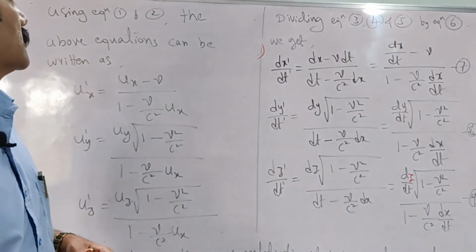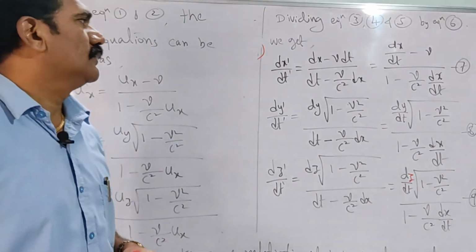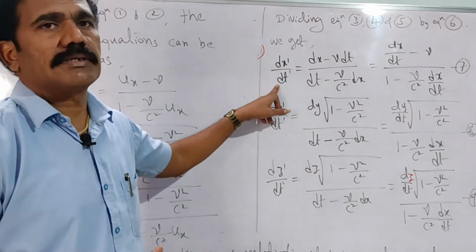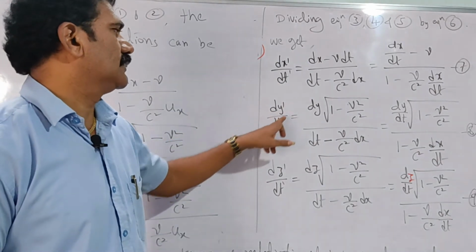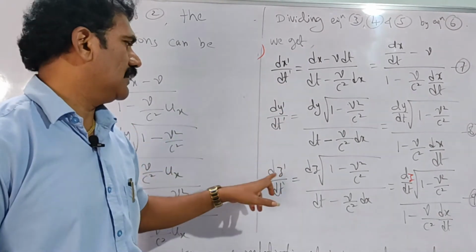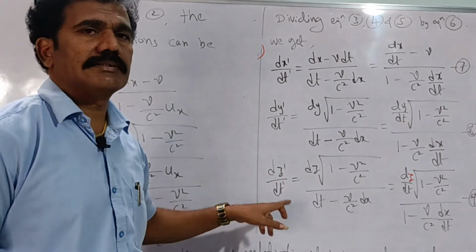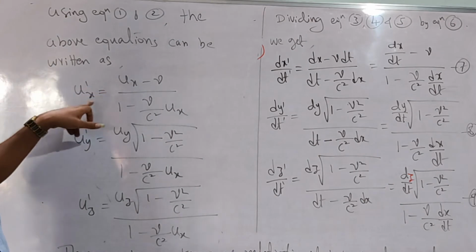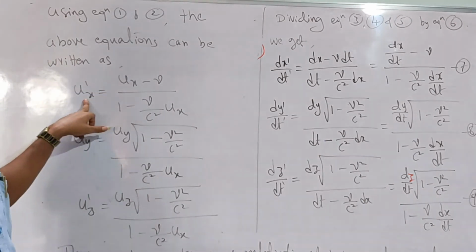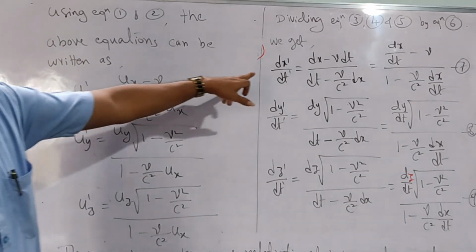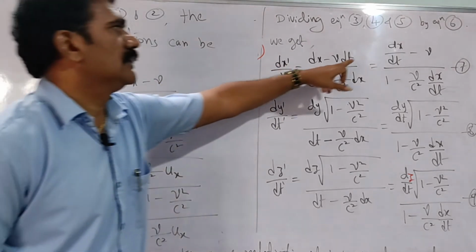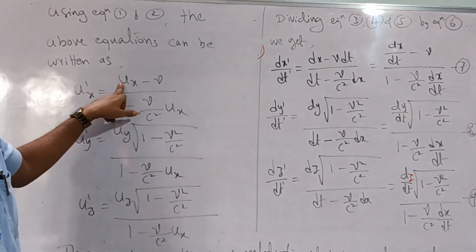Now look at equations 1 and 2, where we have the velocity terms: dx dash by dt dash as ux dash, dy dash by dt dash as uy dash, and dz dash by dt dash as uz dash, right? So now use those and write the equations in the form of u. That means you can write equation 7 as ux dash equal to, so dx by dt is equal to what? ux, minus v.